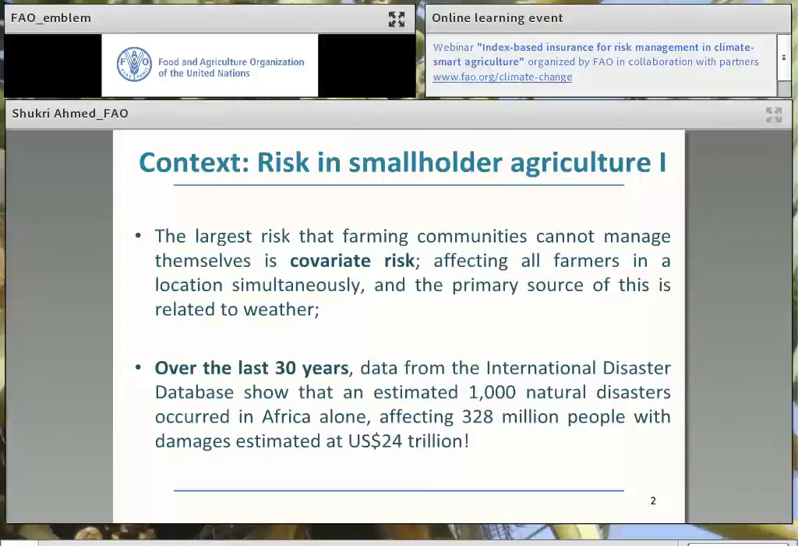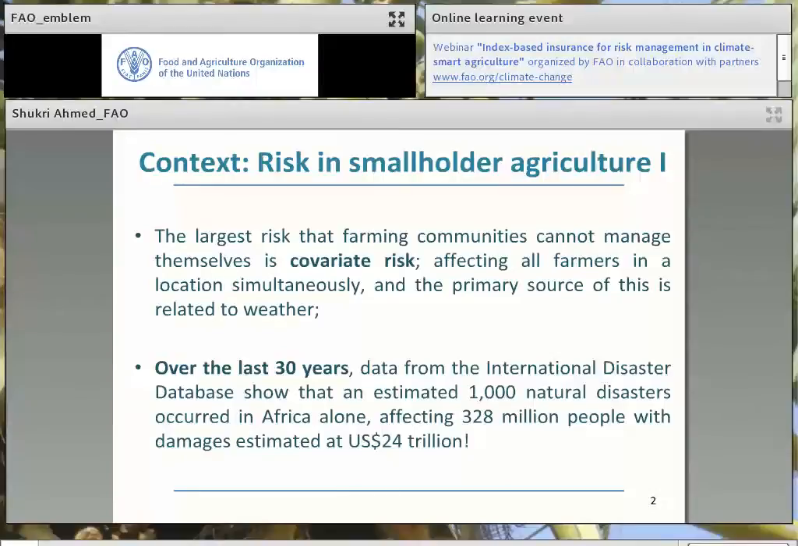Generally the largest risk which farming communities overall, or agricultural households and communities, face is the covariate risk. This means it is affecting all farmers in very wide locations simultaneously, and the primary source of this is usually related to weather. These shocks are very detrimental to smallholder farmers.